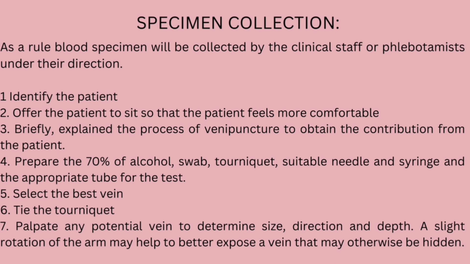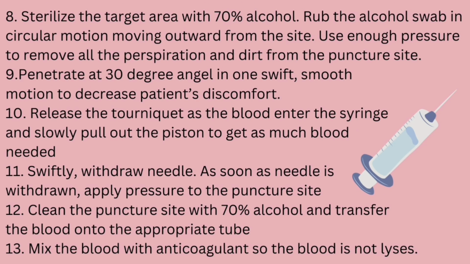Identify the patient, offer the patient a seat so that the patient feels more comfortable, and then explain the process of venipuncture. Prepare the 70% alcohol swab, tourniquet, suitable needle and syringe. Select the best vein, tie the tourniquet, and palpate any potential vein to determine the size, direction, and depth. Rub the alcohol swab in a circular motion, moving outward from the site.